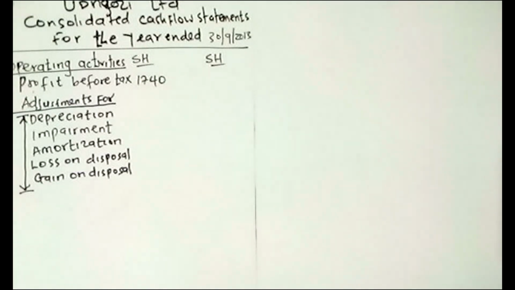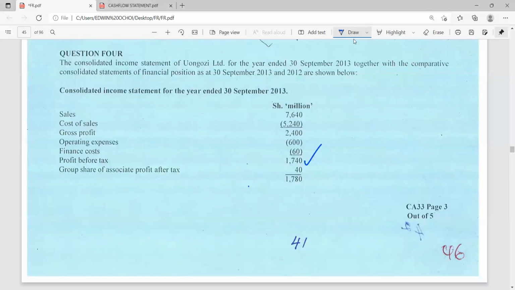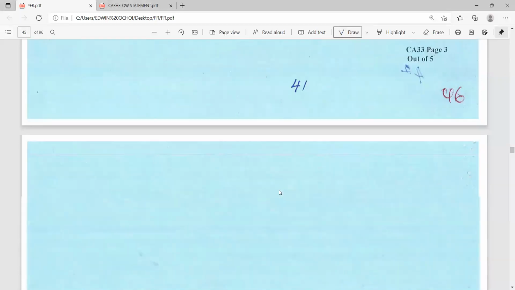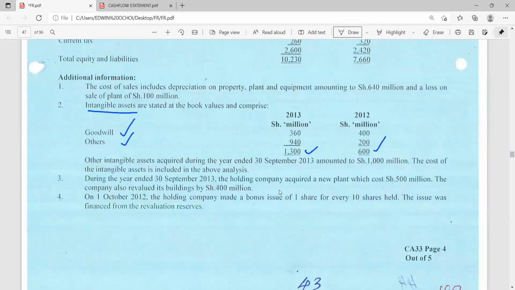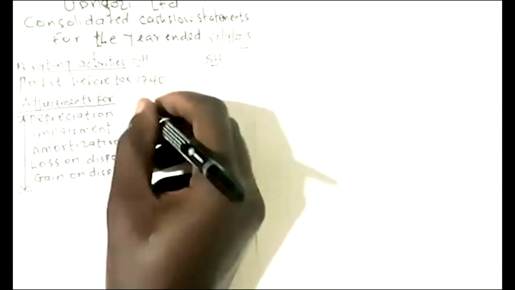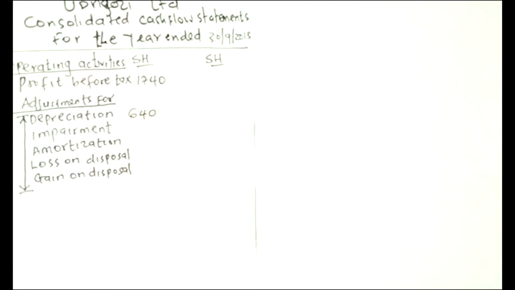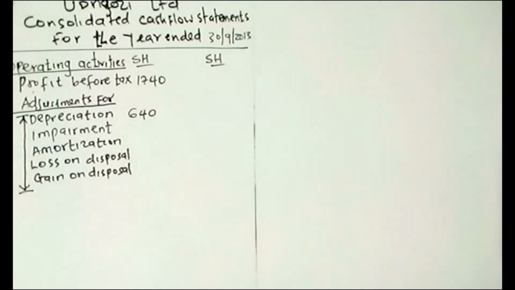Let's go and check if they are present. Depreciation, was it there? Was there depreciation? You go to additional information. Additional information number 1, the cost of sales include depreciation of property, plant, and equipment amounting to 640. That is what you record here. That is the 640.